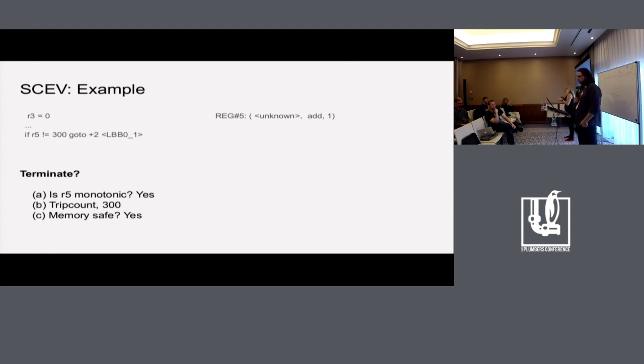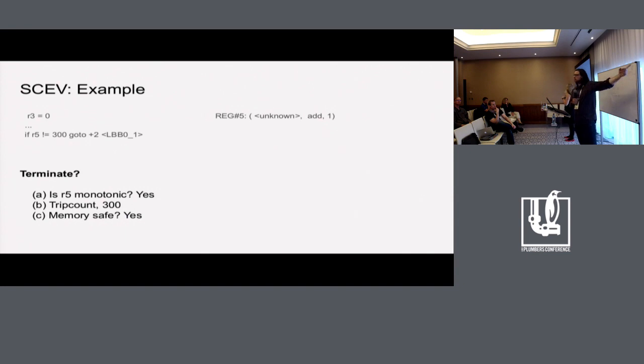Then the next thing you can say is, well, what is the trip count? So you want to know how many times you're going to go through this loop. This is a pretty simple case, but it's add by one, and it's comparing it to 300. You can do a little logic on this and say, OK, we know the trip count. And there were no memory accesses in this one, so we can say it's memory safe. I'll talk a little bit about memory safety later.